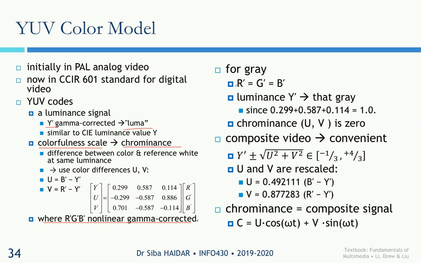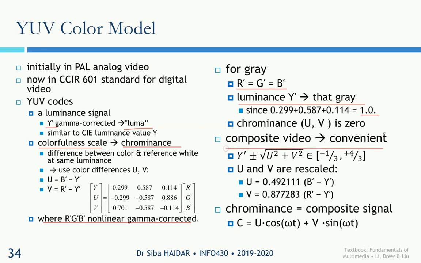If you want a gray color, the three primaries must have the same value, so you will have the gray color, so the luminance without any chrominance. And the luminance of that gray is equal to 1 if you add these primaries. And in this case, from the matrix, with RGB equal, U and V are 0, and the luminance is equal to 0.299 R, supposed equal to 1, plus 0.587 G plus 0.114 B. So this is the luminance, which will be equal in that case to 1.